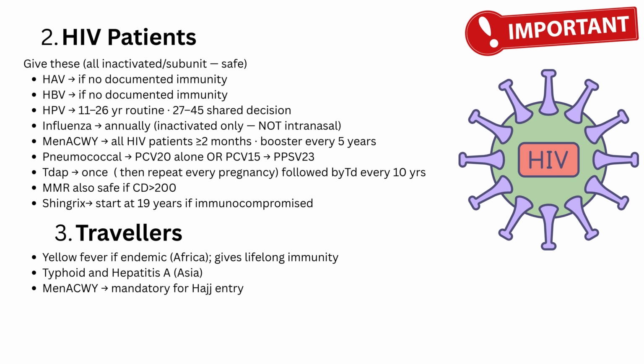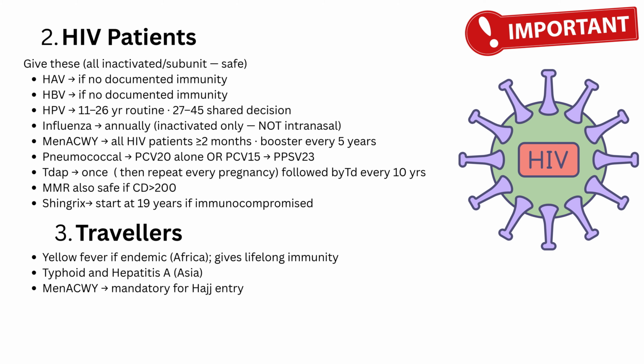Hepatitis B vaccine should also be given if there is no documented immunity, and it is safe as well. HPV vaccine is given routinely from 11 to 26 years of age, and from 27 to 45 years it is based on shared decision-making. Influenza vaccine is given every year, but only the inactivated injectable form is used. The intranasal live vaccine is avoided.